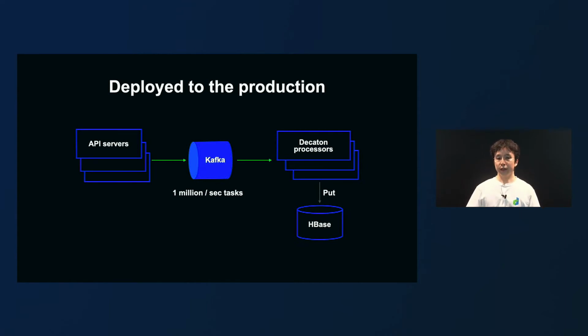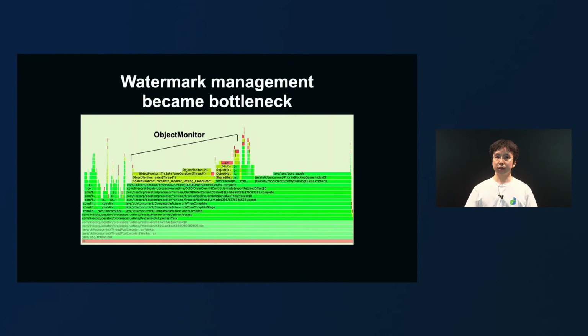We applied this to a task processing with 1 million traffic per second and tested it in a production environment. This task involves writing to HBase. As a result, we found that, contrary to our intuition, the watermark tracking mechanism had become more of a bottleneck than the writing to HBase itself. This slide shows an asynchronous profiler in the reproduction environment, but a lot of time is spent waiting for the lock.